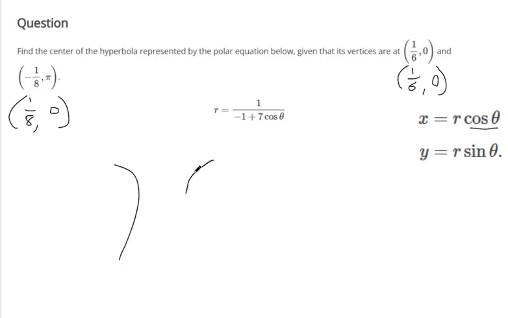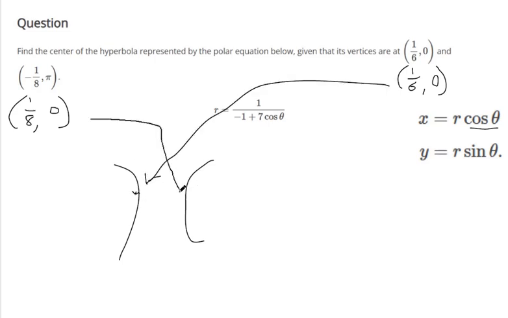And we've got a hyperbola. There's one vertex at 1/6, 0, and there's one at 1/8, 0. So the center is going to be exactly between those two. We know the center is going to have a y-coordinate of 0, because both vertices have 0 for y. The center is just going to be the average of the two. So we just got to compute 1/6 plus 1/8 and divide that by 2.